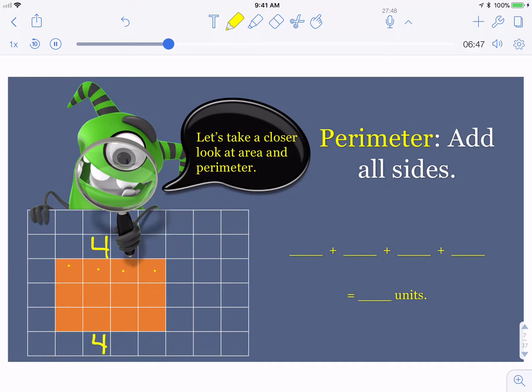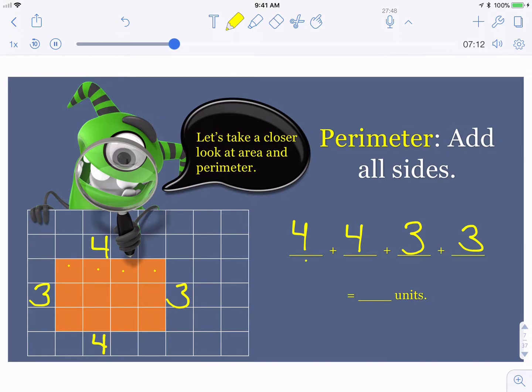So now I have 4 plus 4. And I'm going to look at the shortest side, and I see that the shortest side has 3 units. So I'm going to go over and write 3. And, well, it's a true rectangle, so that means that the opposite side is the exact same length, which would be 3. Now let's take all these and add them together.